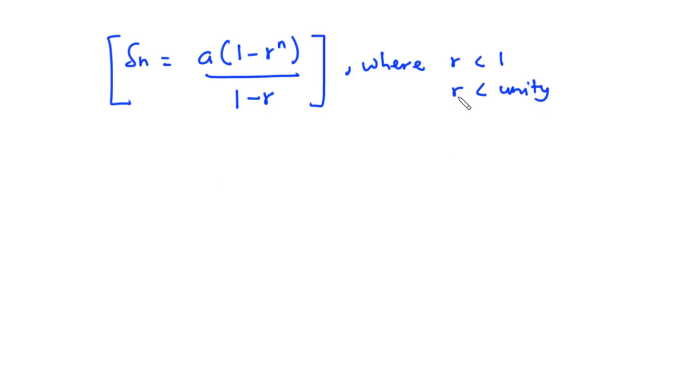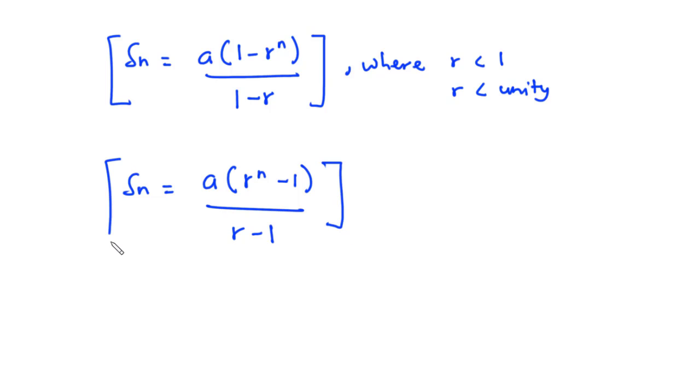Now in a case where r is greater than 1, then we are going to use the formula S_n equals a times r exponent n minus 1 over r minus 1. So you are going to use this formula when you have r to be greater than 1, or you have r to be greater than unity. So basically these are the two formulas that you can use to find the sum of the first n terms of an exponential sequence. Now let's solve some examples on that.